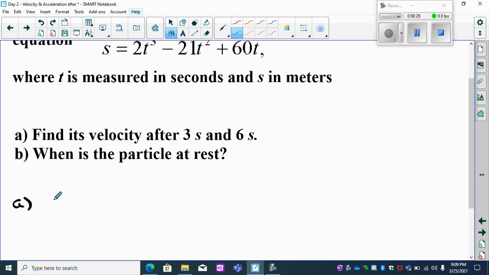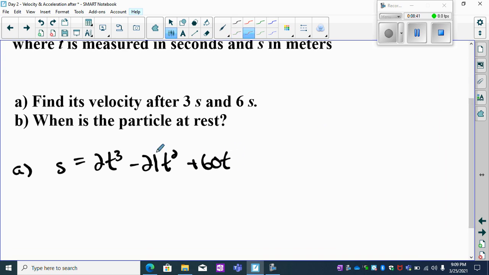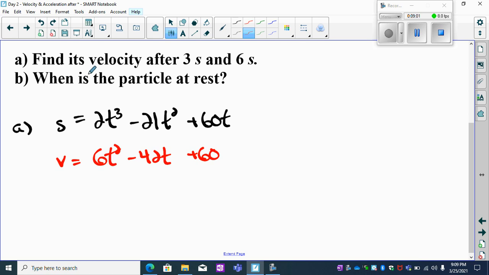So for part A, I want to take the position function or the displacement function. If I want the velocity equation, I take the derivative of this. v equals 6t squared minus 42t plus 60. All right, that's a pretty simple derivative. That's one that we learned back in pre-cal B using just the sum and difference rule. It's a power rule with more than one term. Find the velocity after 3 seconds and 6 seconds.